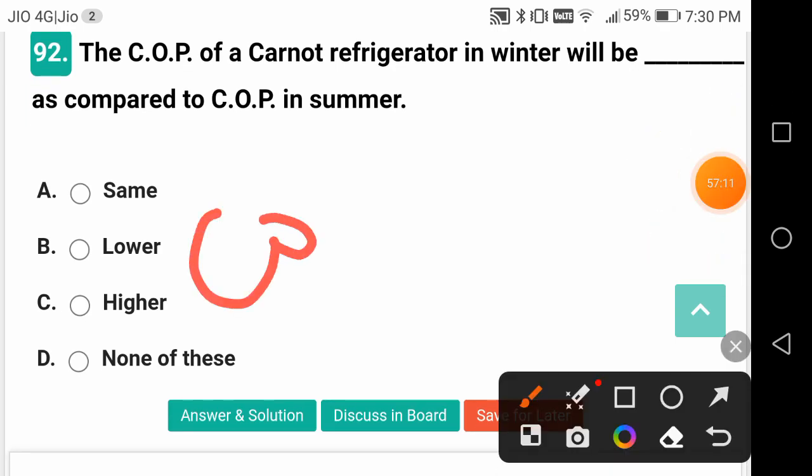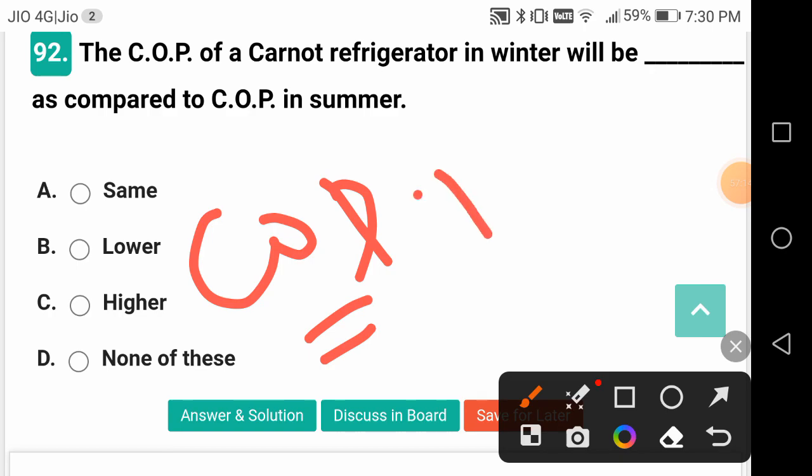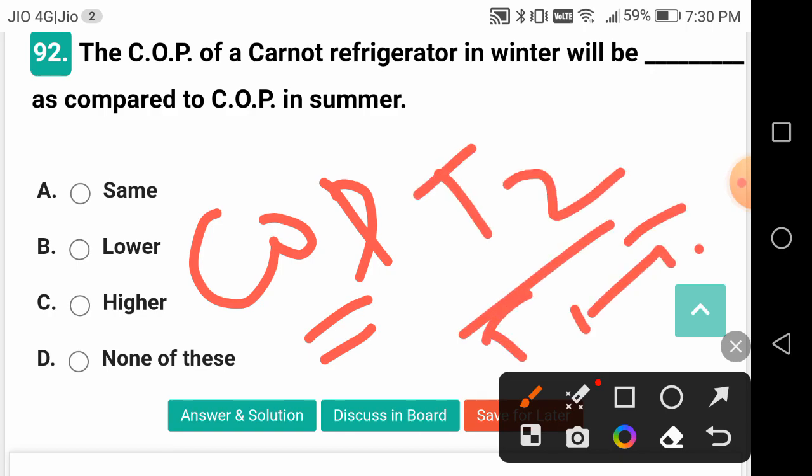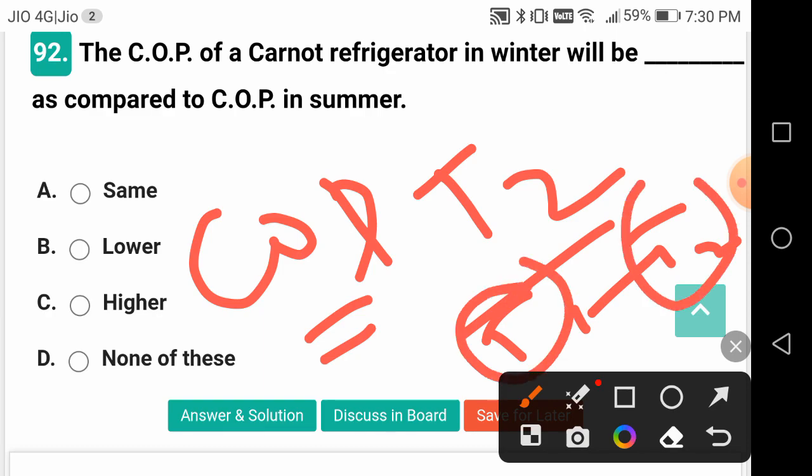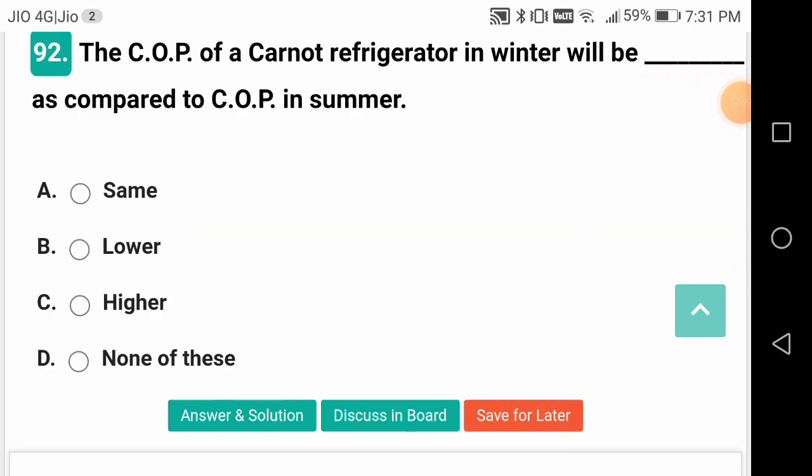So what is COP? T2 by T1 minus T2. T2 lowest temperature, T1 highest temperature, right? So in summer this will be more, in winter it will be less, hence the reason.